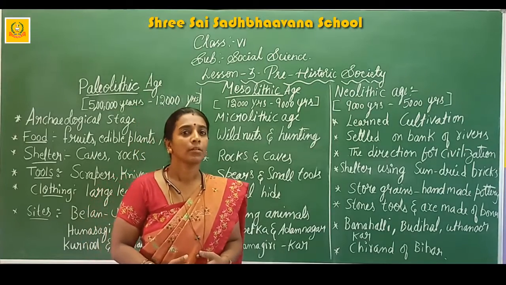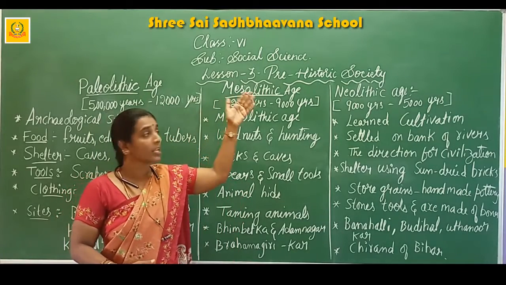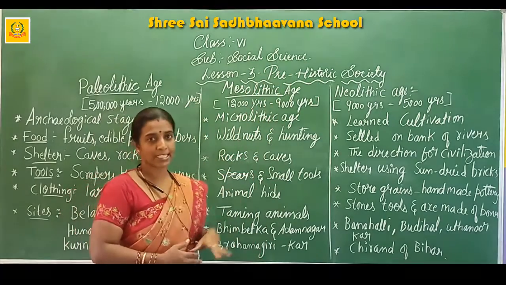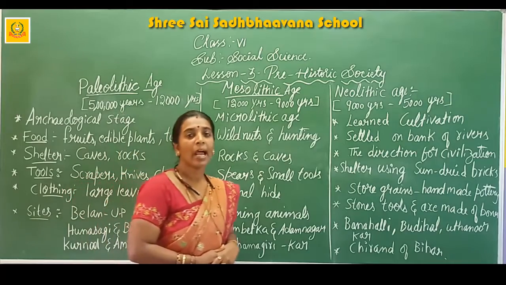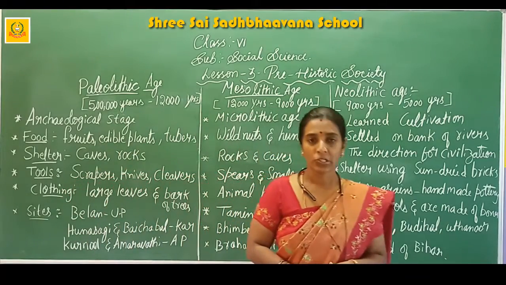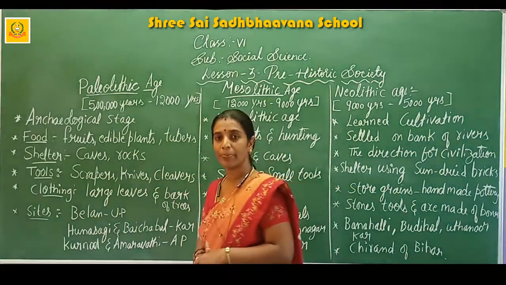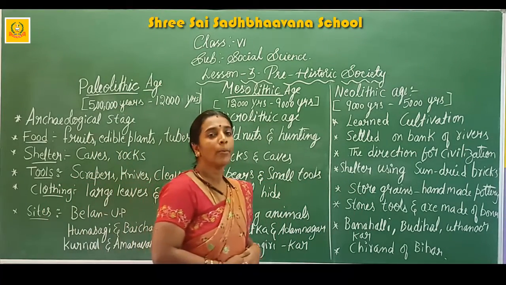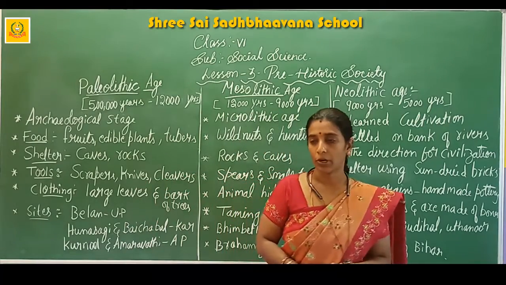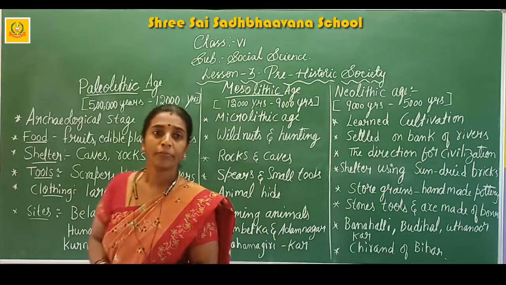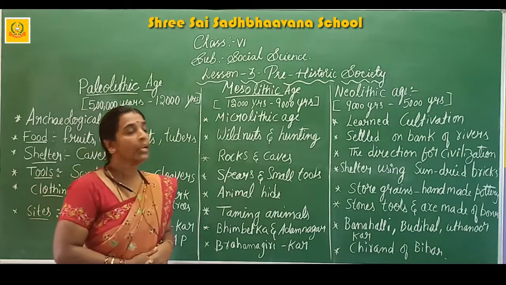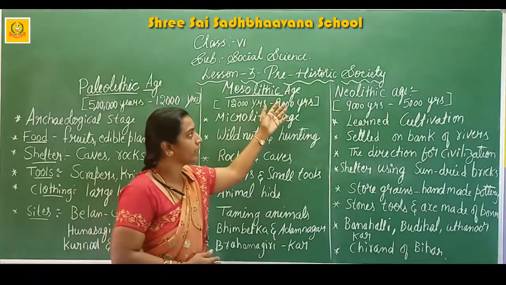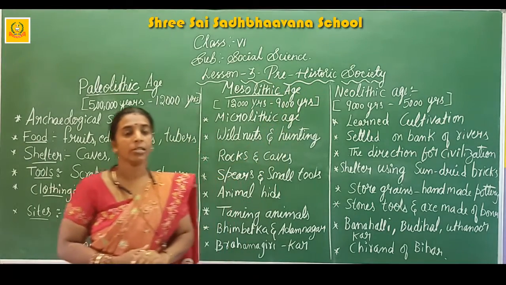Hello children. Children, let us come back to the lesson Prehistoric Society of class 6. In the previous lesson, I explained to you about the historic period, the classification of the historic period. It is classified into three: one is the prehistoric period, protohistoric and historic period. When we come to prehistory, it is divided into three: one is Paleolithic Age, Mesolithic Age and Neolithic Age.